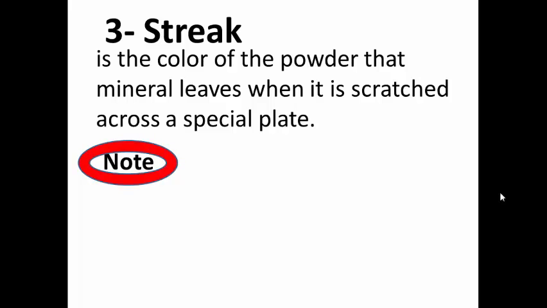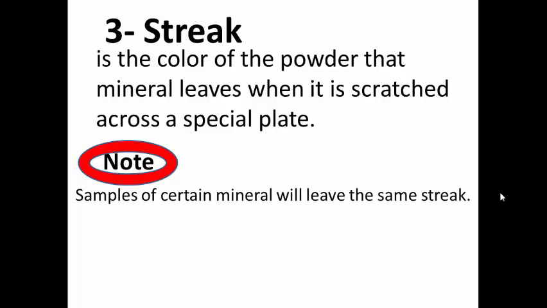Now let me tell you some notes quickly. The first note: we have samples of certain minerals. What is the meaning of samples of a certain mineral? I mean, if you have many parts, for example 3 pieces of minerals, but all 3 pieces are of the same kind, for example diamond, they will leave the same streak. If you make 3 streaks with 3 pieces of diamond, all of them will give you the same streak because they are the same kind.